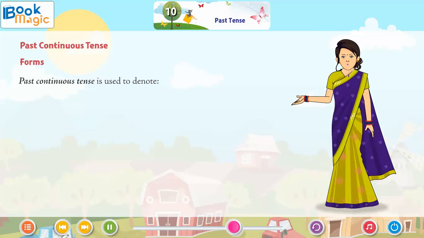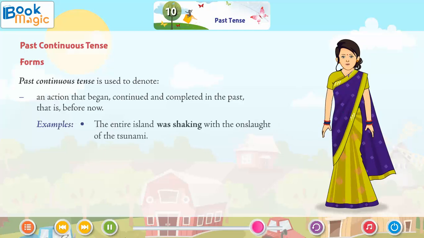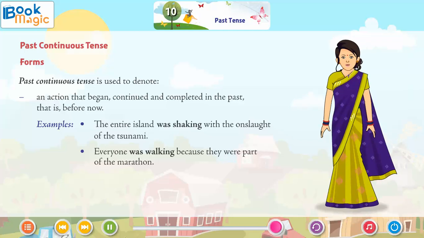Past continuous tense is used to denote an action that began, continued, and completed in the past, that is, before now. Examples: The entire island was shaking with the onslaught of the tsunami. Everyone was walking because they were part of the marathon.